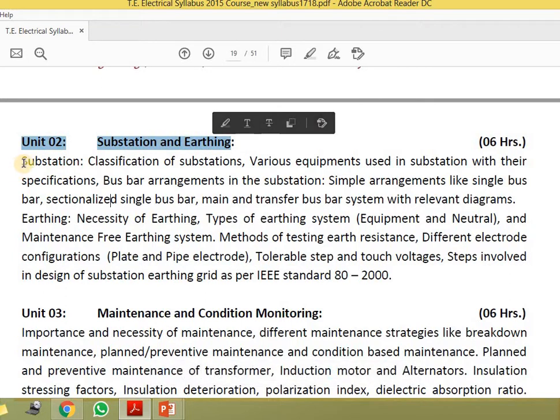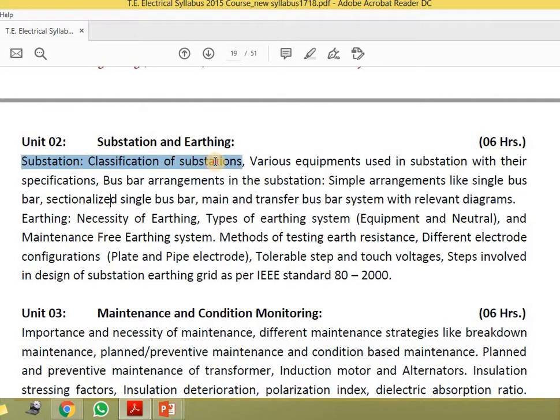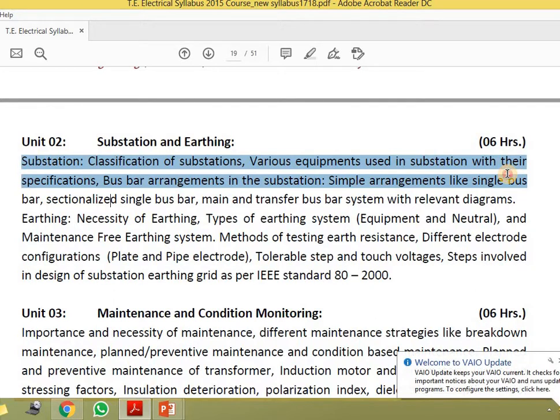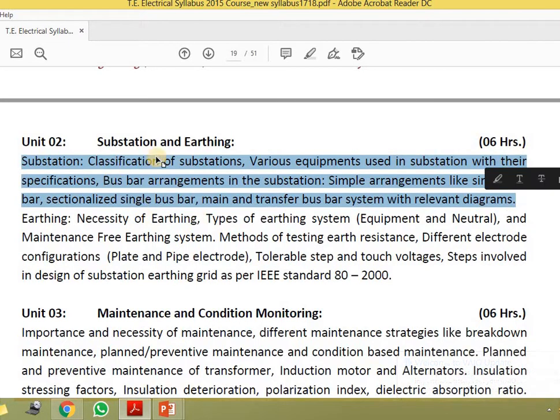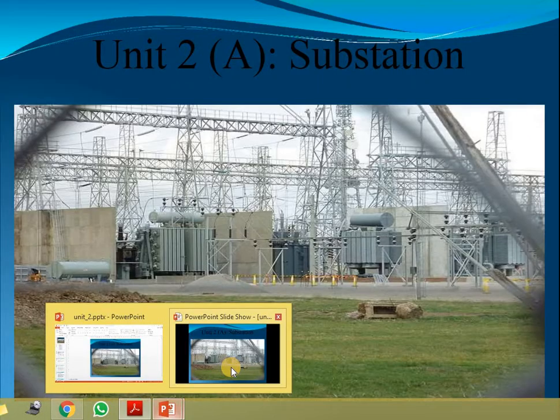In this unit, important points are: what is substation, definition of substation, classification of substation, various equipment used in the substation with their specification, busbar arrangement in the substation, simple arrangement like single bus bar, sectionalized bus bar, main and transfer bus bar system with relevant diagrams. So this is the part A. In the part B, there is a term related to the earthings. We will start with the content.